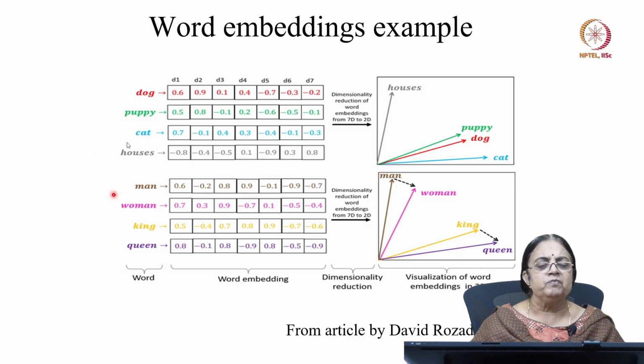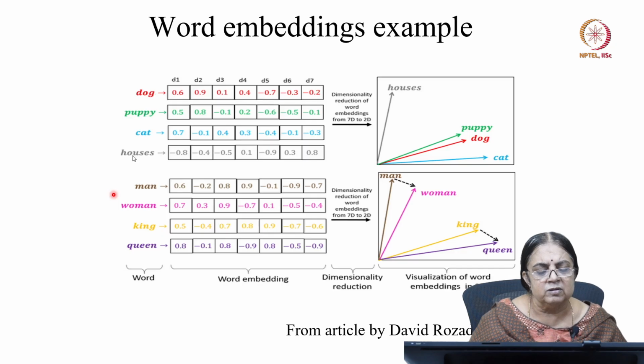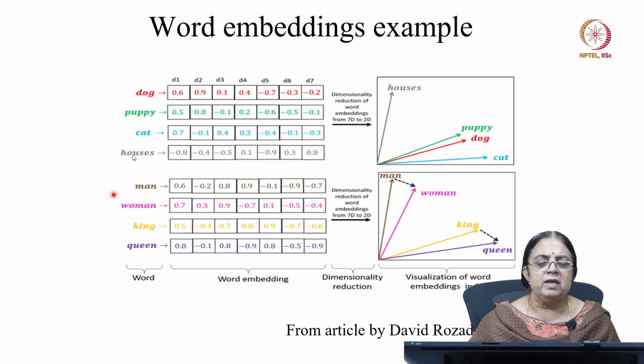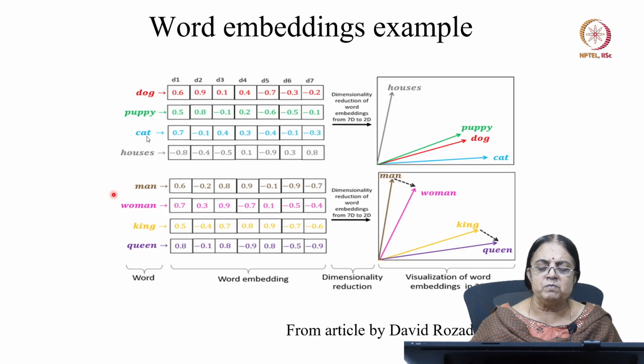So here we have again another example taken. There are 4 words: dog, puppy, cat and houses, and these are the word embeddings. You find that we have taken 7 vectors, which together represent the various words that we have taken. And then we are using principal component analysis to carry out dimensionality reduction, and we are reducing it to 2 dimensions. So this is the plot of these 4 words.